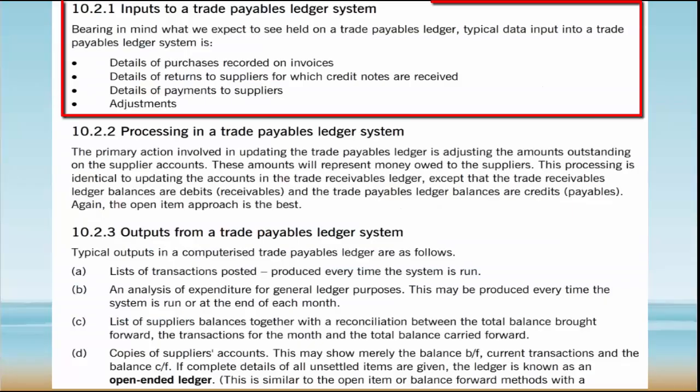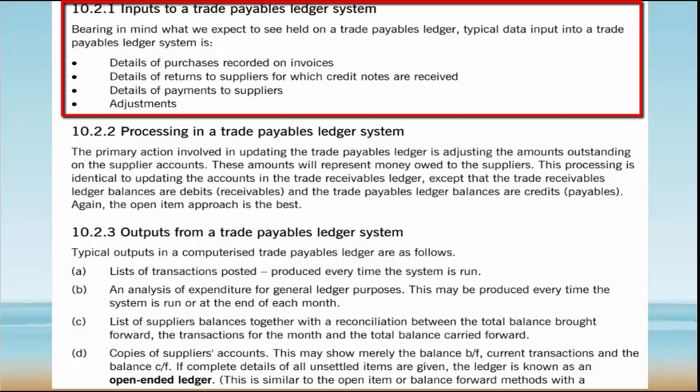Inputs into a trade payables ledger system. To understand what goes into this ledger, imagine you are the business owner and you receive goods from a supplier. The supplier sends you an invoice, which is a document showing the items you bought, their quantities, prices, and the total amount you must pay. That invoice will be recorded in the trade payables ledger.